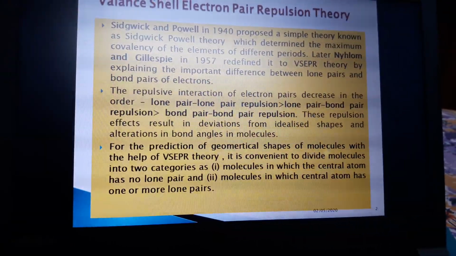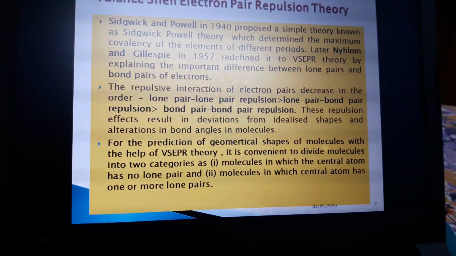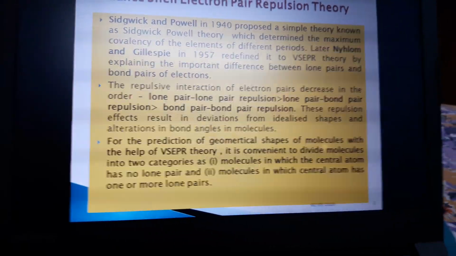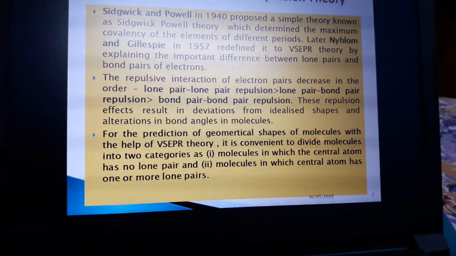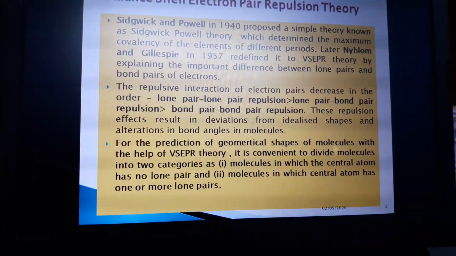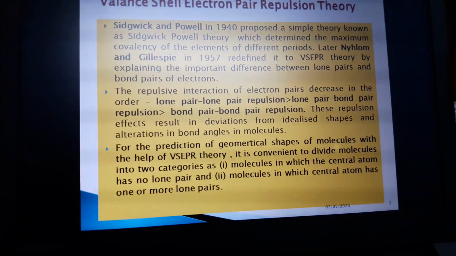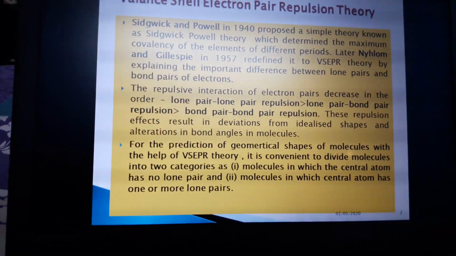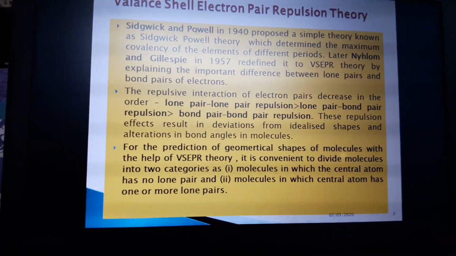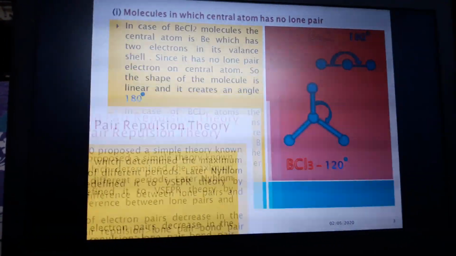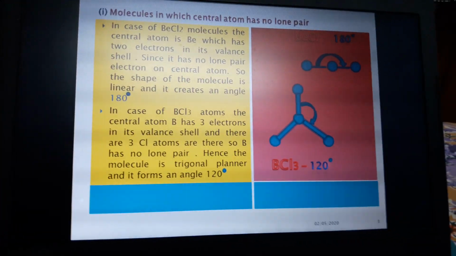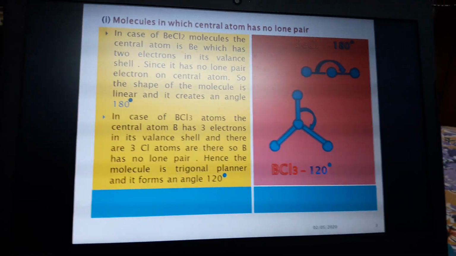For the prediction of geometrical shapes of molecules with the help of VSEPR theory, it is convenient to divide molecules into two categories. One, molecules in which the central atom has no lone pair. Two, molecules in which the central atom has lone pair.